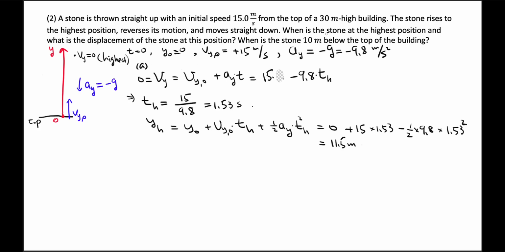Let's call this question A. Now question B: when is the stone 10 meters below? Okay, so we know here is the top of the building, and when you throw an object up, it will go down to the same level, right? But it will keep going down.